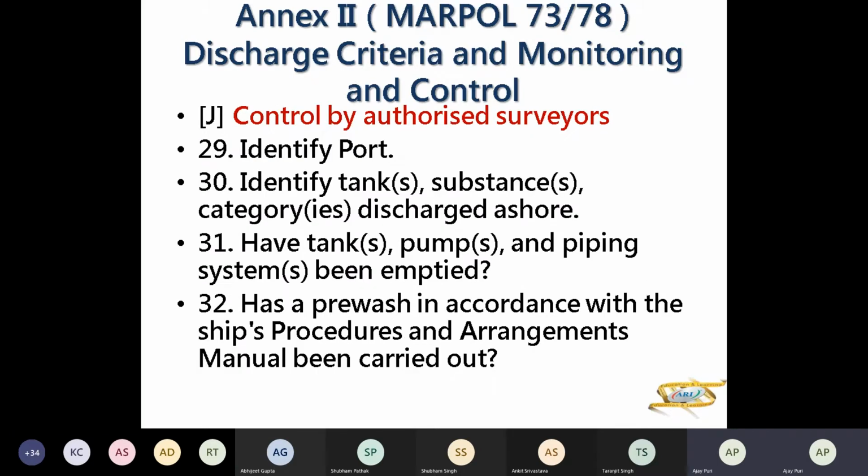Now, J category is done when your surveyors are coming on board. If you've done the pre-wash, then they come on board and check whether you have done the pre-wash as per the P&A manual. Which tanks, which port you're doing the pre-wash in, the tank substance category discharged ashore for your pre-wash, were the tanks emptied and the lines emptied, and was the pre-wash done as per the P&A manual.